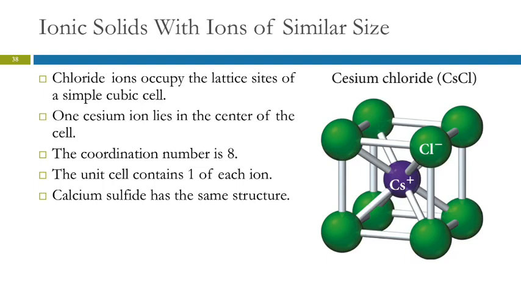So if the ions have similar sizes, such as cesium chloride, cesium chloride is going to have chloride ions at the lattice points of a simple cubic unit cell, and then one cesium ion will be in the center of that. This is a simple cubic unit cell. It's not a body-centered cubic unit cell, because this is a different particle. So you look at one of the ions, and that determines what the unit cell is.